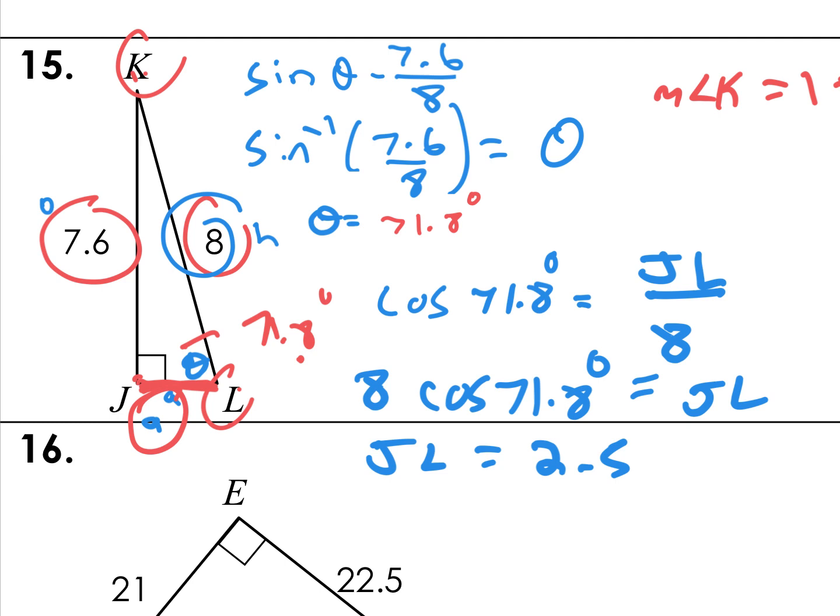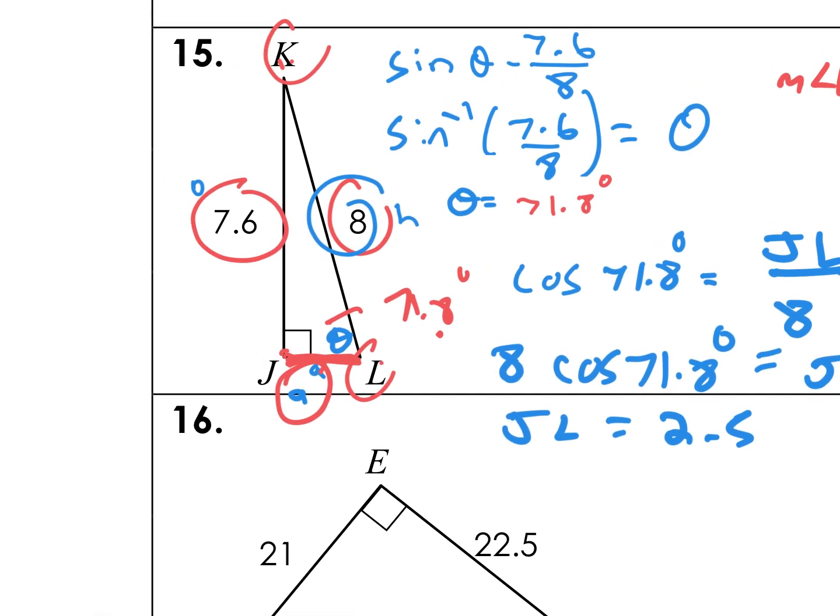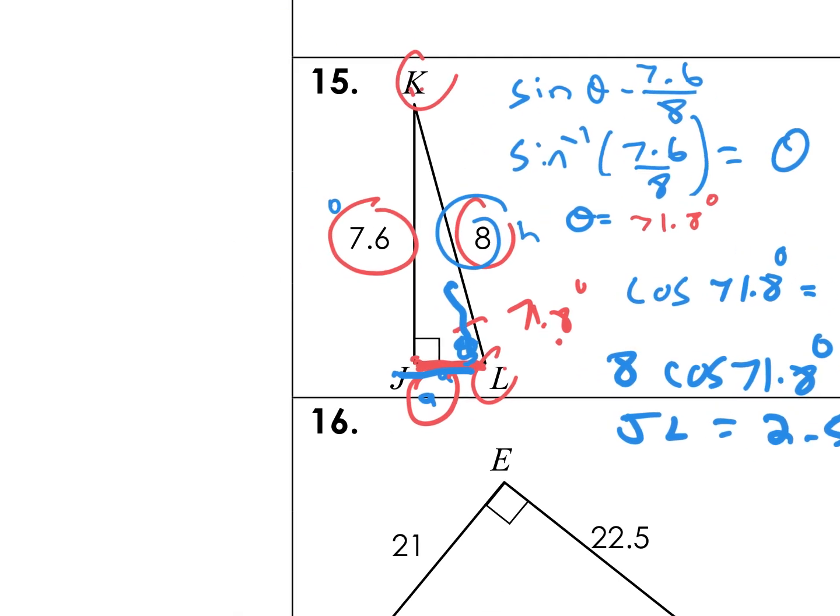Yeah, that was another way of doing it. He decided to use the adjacent and hypotenuse. You're wanting to do tangent. That's fine, there's no problem. You could have said tangent of K is JL over 7.6. You're absolutely right.